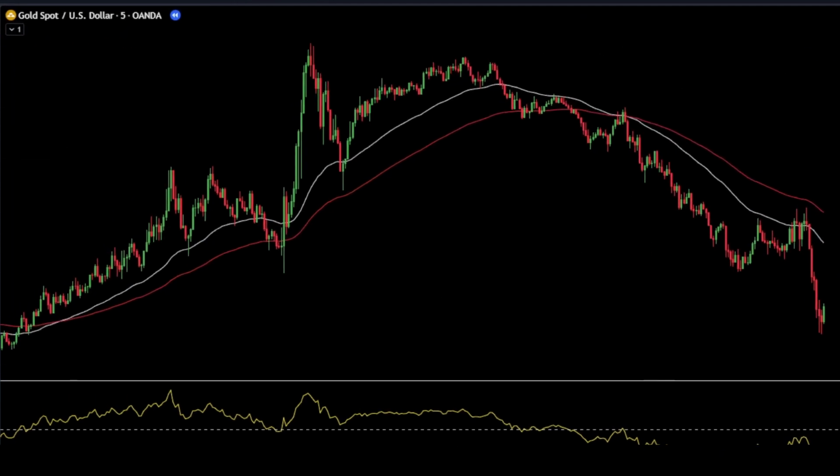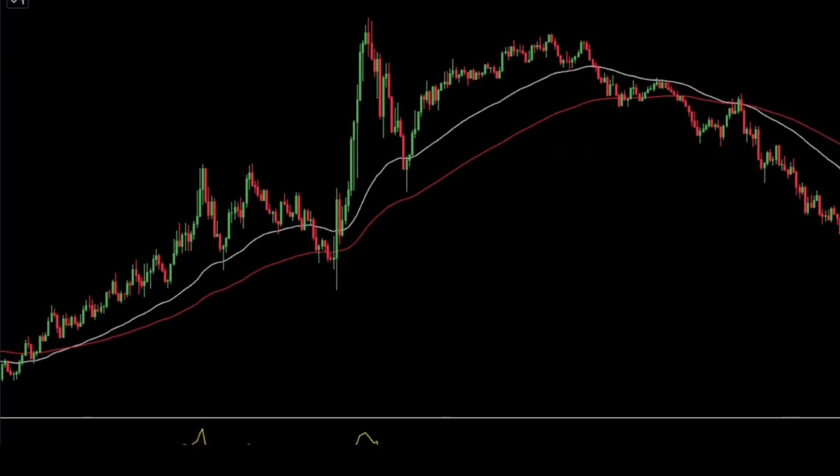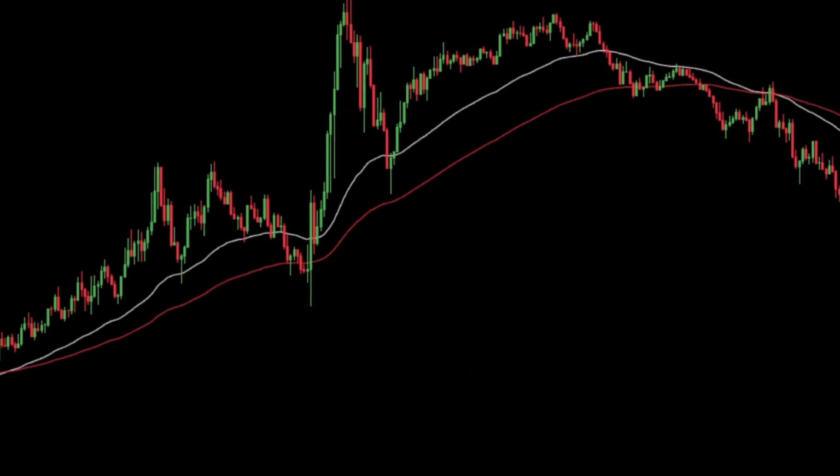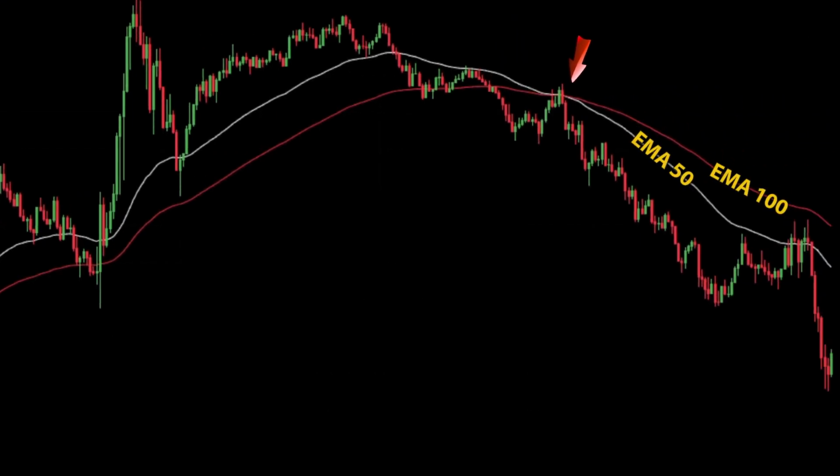The EMA 50 and EMA 100 will be used as trend guides in the market. When the EMA 50 crosses upwards and is above the EMA 100, it indicates a bullish trend. In this situation, your main focus is to find the best positions to place buy orders. If the EMA 50 crosses downwards and is below the EMA 100, it indicates a bearish trend. In this situation, your main focus is to find the best positions to place sell orders.